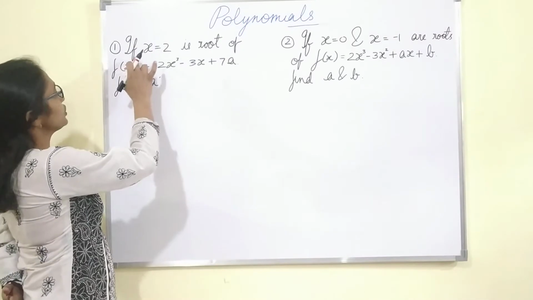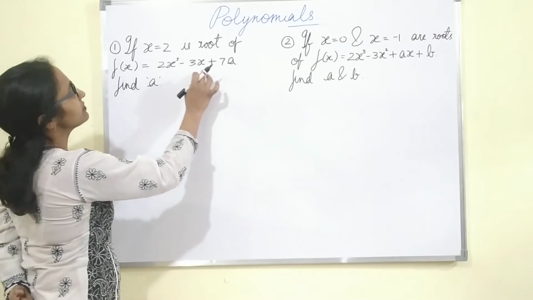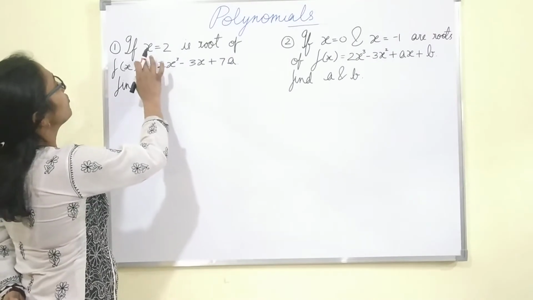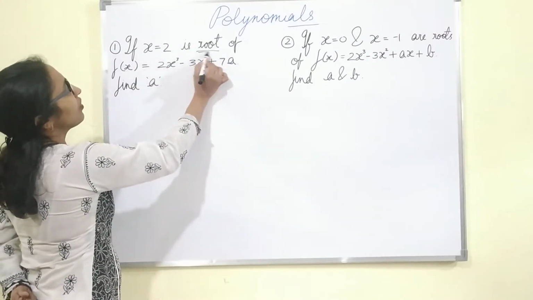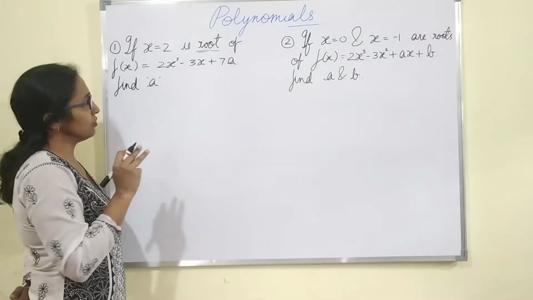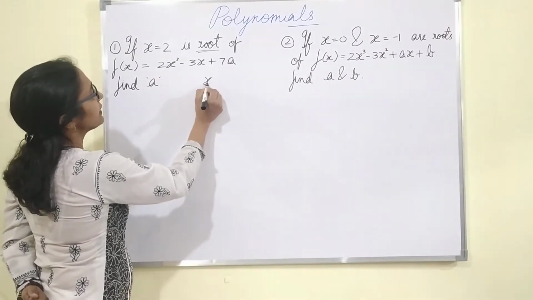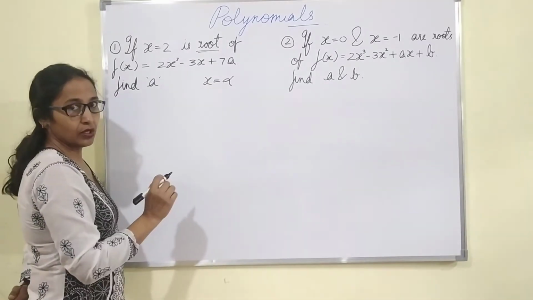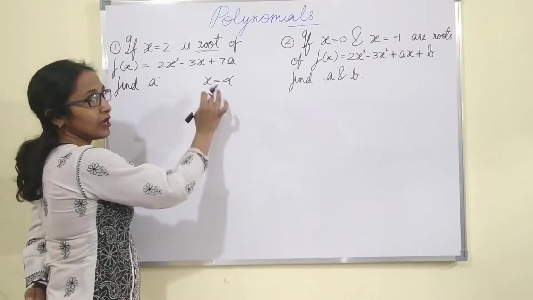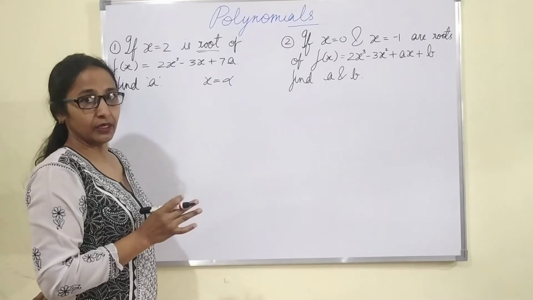polynomials. First question is, if x equals 2 is a root of f(x) = 2x³ − 3x + 7a, find a. So what is the root of a polynomial? Root or zero of a polynomial, both are the same thing. Let x equal alpha. So whatever value of x we substitute, that is called the zero or root of the polynomial.